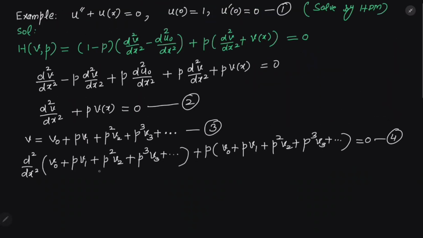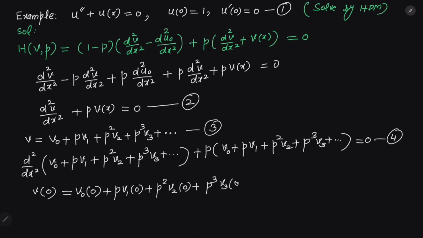Now I put equation 3 into the initial condition of equation 1. So we have, for example, v of 0 is equal to v naught 0 plus p v1 0 plus p2 v2 0 plus p3 v3 0 and so on. And v of 0 is 1. This is our equation number 5.